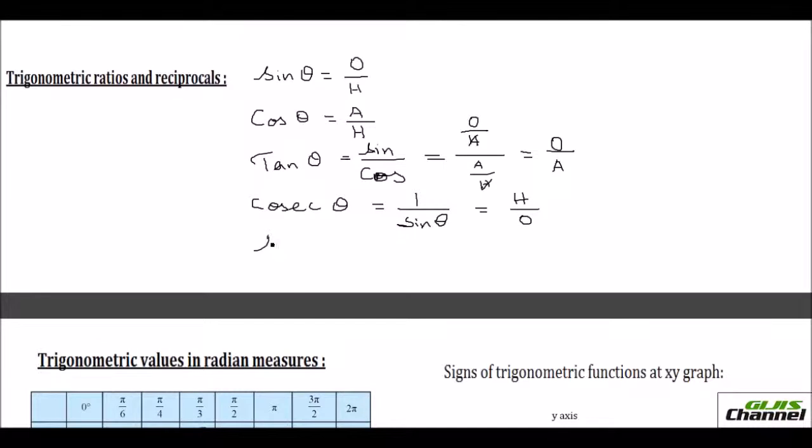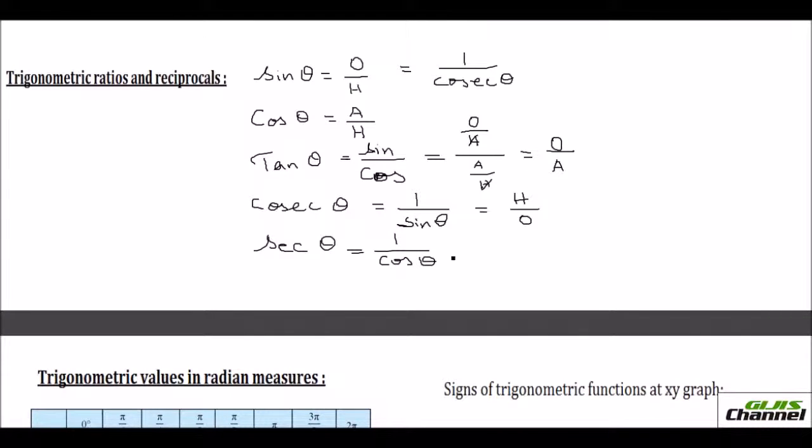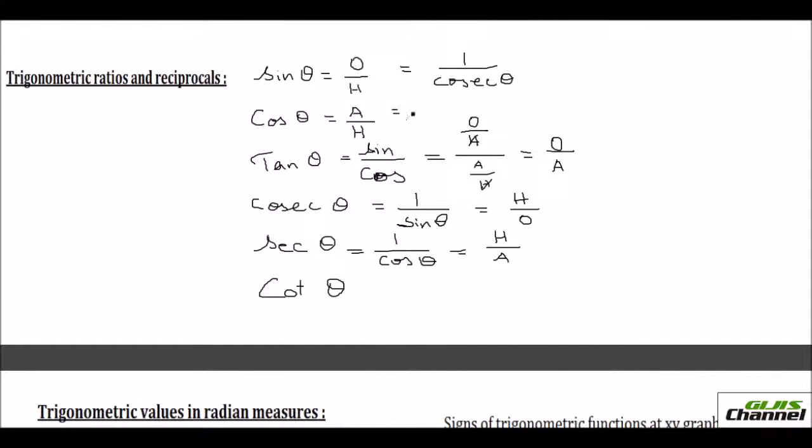Next is secant theta. Since cosecant theta is the reciprocal of sine theta, I can say sine theta is also the reciprocal of cosecant theta, so I just mentioned that here. It is all interrelated. Now, secant theta is the reciprocal of cos theta. You know cos theta is adjacent over hypotenuse, so the reciprocal here is hypotenuse over adjacent. So your cos theta is equal to 1 over secant theta. You can immediately fill in that also.